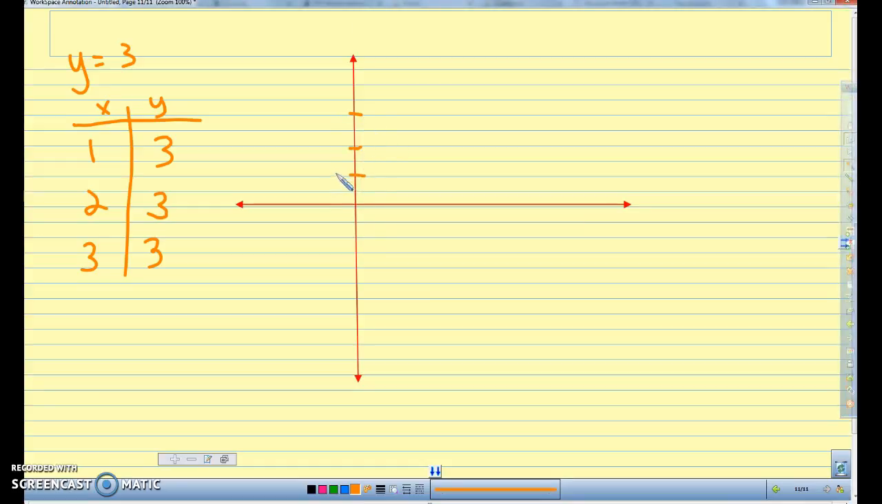So here's my points, 1, 2, 3. I can go down as far as I need to. When x is 1, y is 3. When x is 2, y is 3. When x is 3, y is 3. And it's going to be 3 forever. So what I know about this is, well, the y-intercept is going to be 0, 3. I also know that the slope is 0.